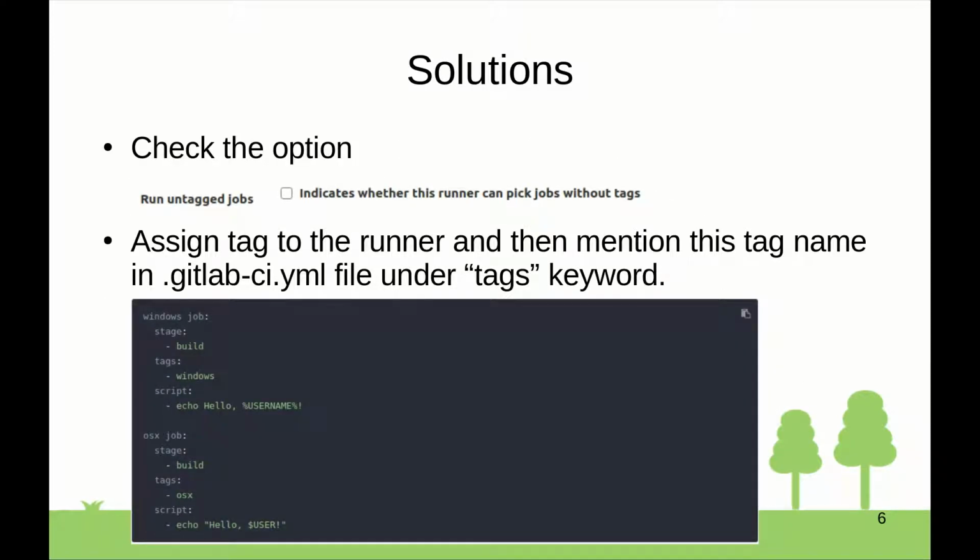Solutions. There are two solutions. One is that a user checks this checkbox, run untagged jobs. Another solution is, if a tag is not associated with the particular runner, then first of all provide a tag name to that particular runner and then mention that tag name under the tags section of the .yml file.